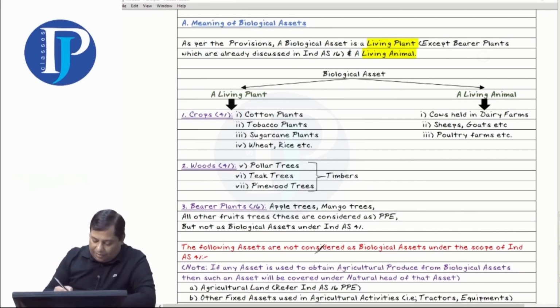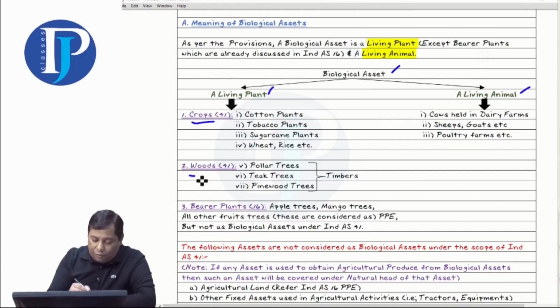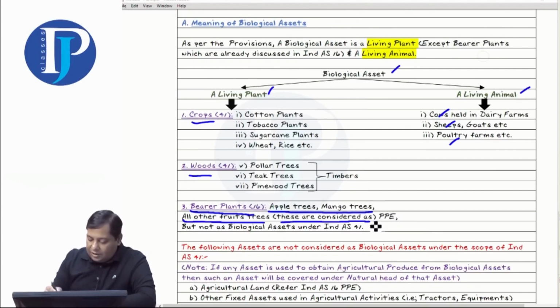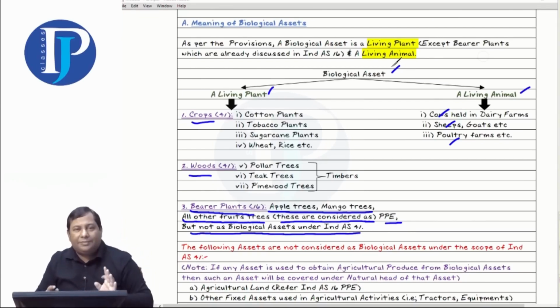What did biological assets mean? So we have understood that biological assets means living plants and living animals which provides agricultural produce. Crops, woods, these all examples are written here. After that, cow, sheep, poultry, all of this is written. Bearer plant, apple tree, mango tree, and all the other fruit trees, these are considered as PPE and not as biological assets. I have made you revise all of this which is in notes. You can pause the screen if you want to read.